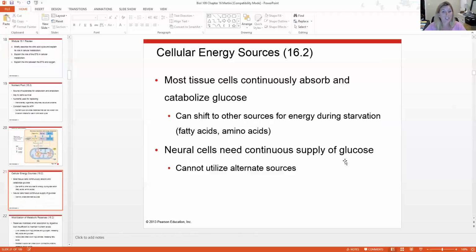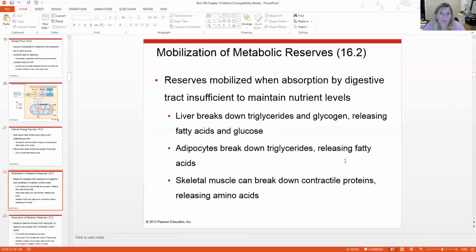Most tissue cells continually absorb and catabolize glucose. It can shift to other substances like fatty acids or amino acids in times of starvation. Neural cells need only glucose. They can only use glucose. The reserves are mobilized when the absorption of the digestive tract is insufficient to maintain nutrient levels.